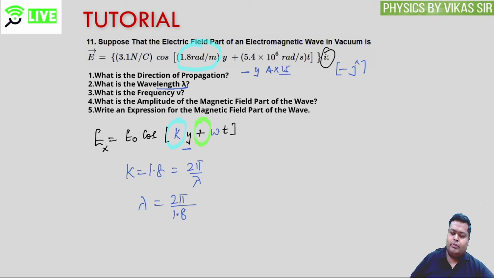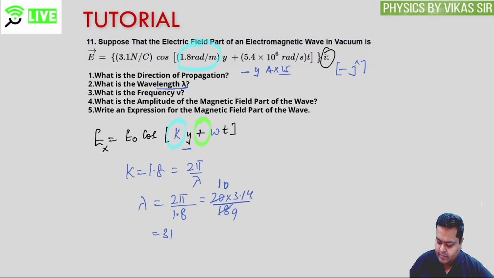So you can easily calculate from here the value for the lambda. So this is 20 into 3.14 divided by 18. So that's 9 and 10. So that's 31.4 upon 9. So 9, 3, 27, 44. So around 3.5 meter, something around 3.49 meters.